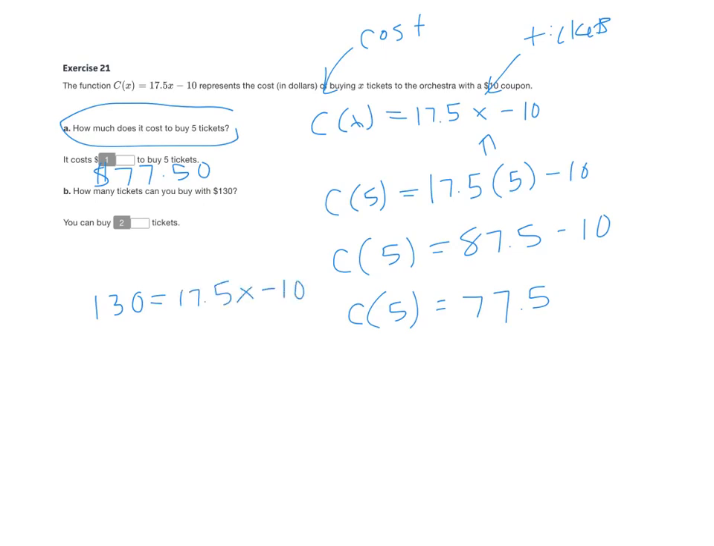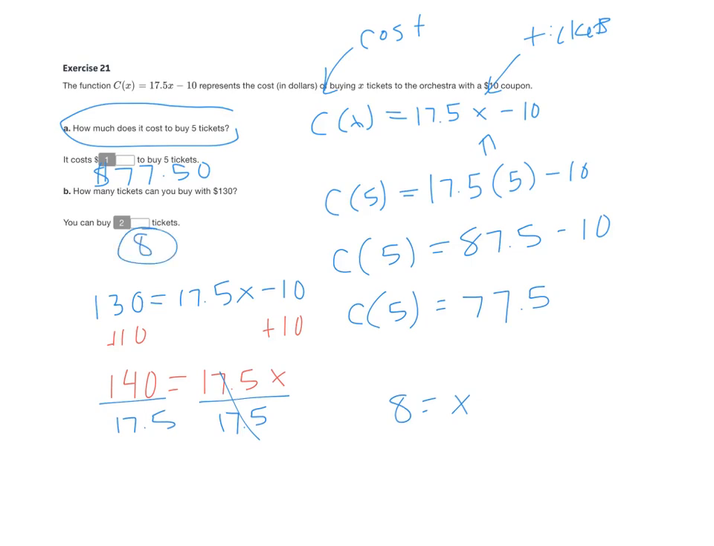17.5x minus 10. So now we've got a two-step equation. I'm going to start by adding 10 to both sides. That gives me 140 is equal to 17.5x. Now, the inverse of multiplying by 17.5 is dividing by 17.5. We're going to do that on both sides. We'll get x is equal to 140 divided by 17.5 gives me 8. So for $130 you can buy 8 tickets.